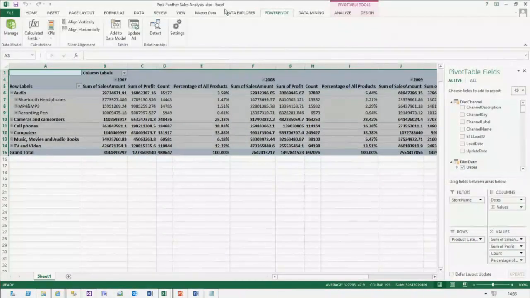So here we have a tool called Data Explorer. How many of you have heard of it? Data Explorer? Okay, so several of you have heard of it. Half the audience.